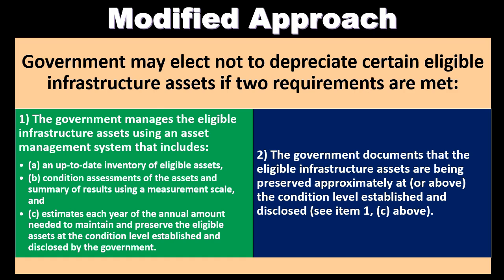disclosed by the government. Number two, the second condition: the government documents that the eligible infrastructure assets are being preserved approximately at or above the condition level established and disclosed.